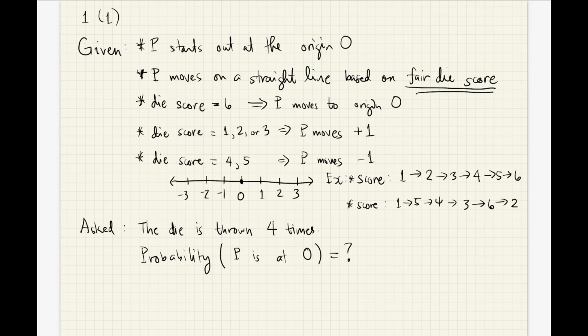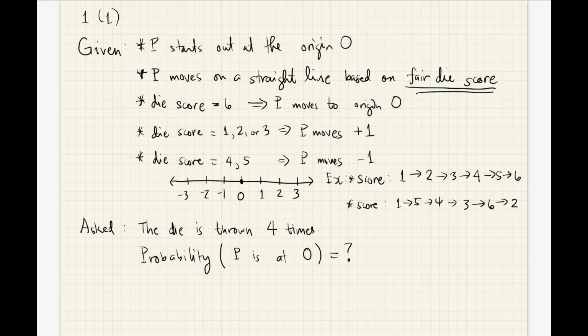And we are told that P only moves in a straight line, so it can either move forward or backward in the positive direction or the negative direction. And which direction it moves is determined by the score we get on the die throw. For example, if we get a score of 6, what happens is that P teleports back to the origin.